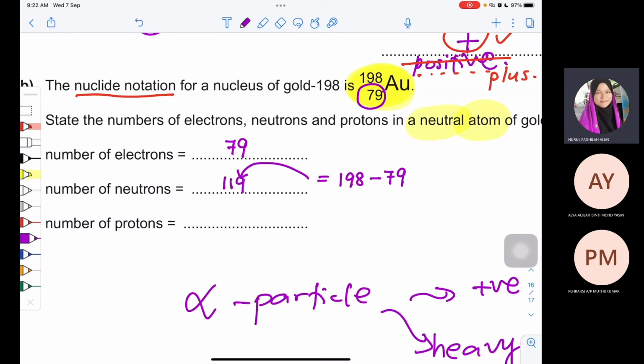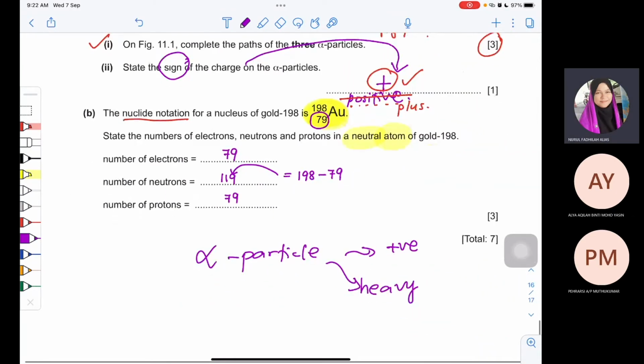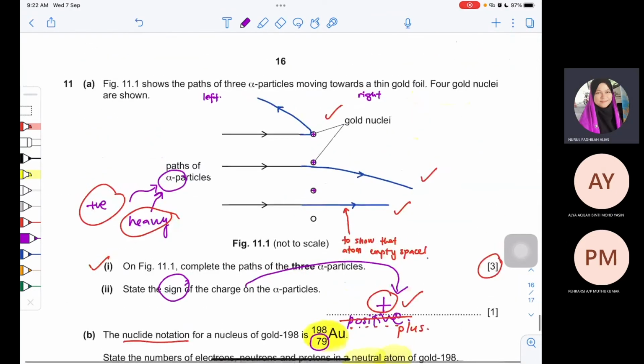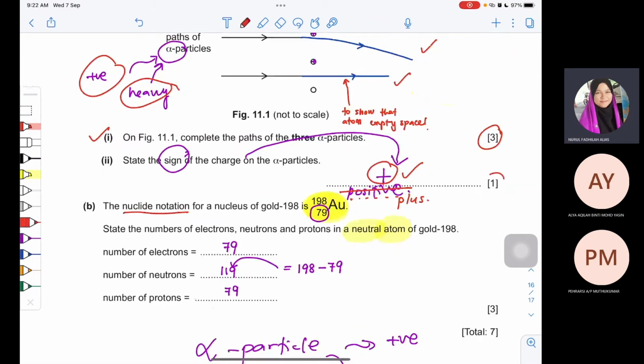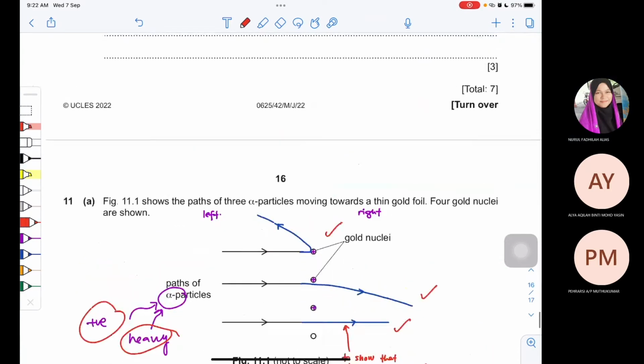Okay, and then berapa? Number of protons. 79 also. Okay. Right, so ini soalan yang sangat senang. So you should get full mark. Okay, 1 and 3. Okay, so that's the first.